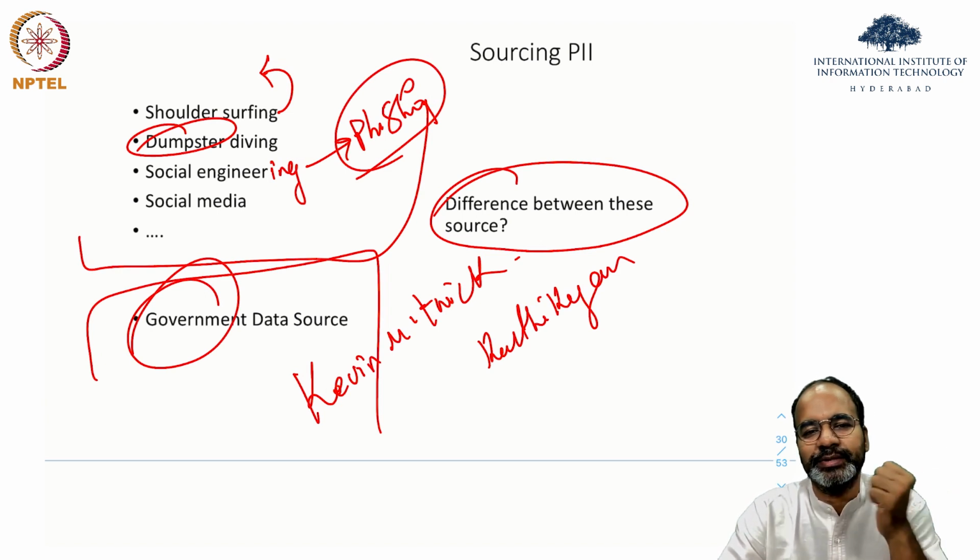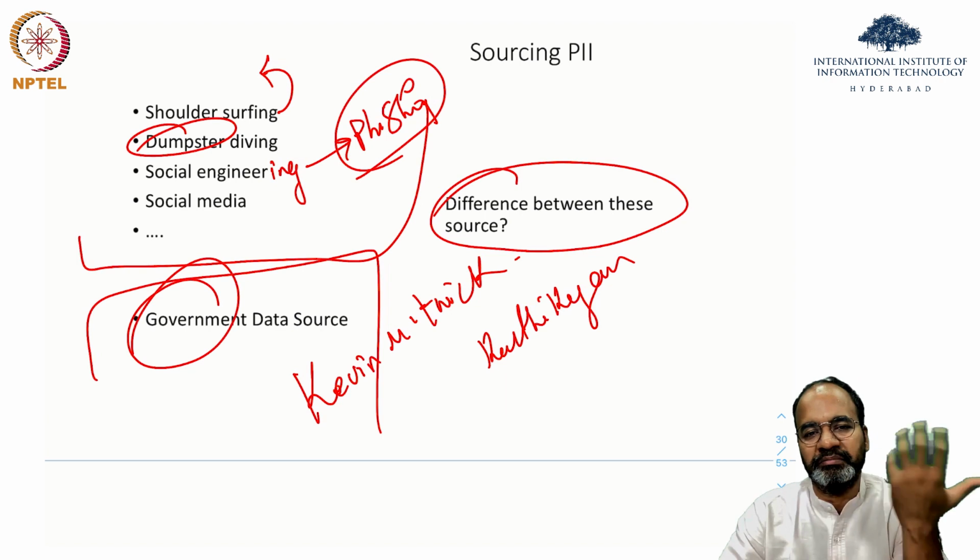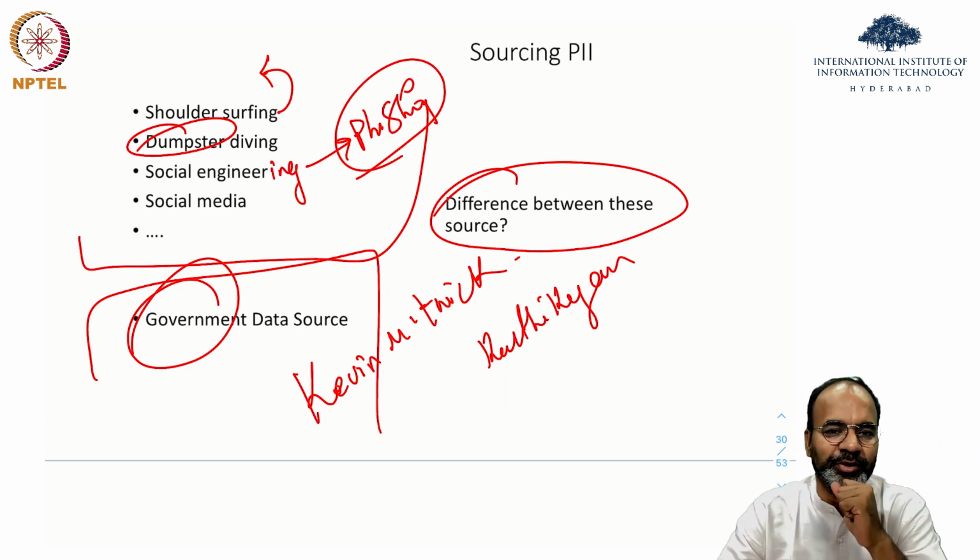So I'm going to show you some examples of how publicly available information on government websites can be put together and some profile can be created, and can it be used for something? I leave it to your creativity to think about that.